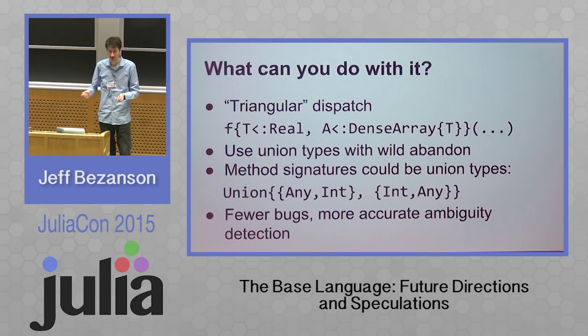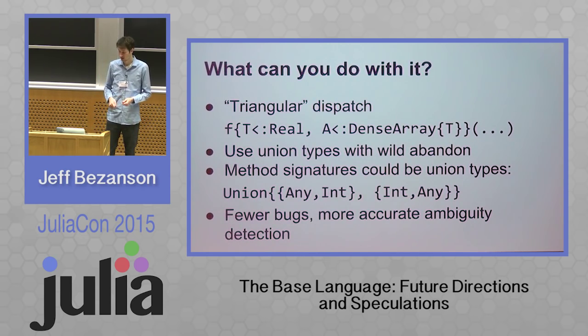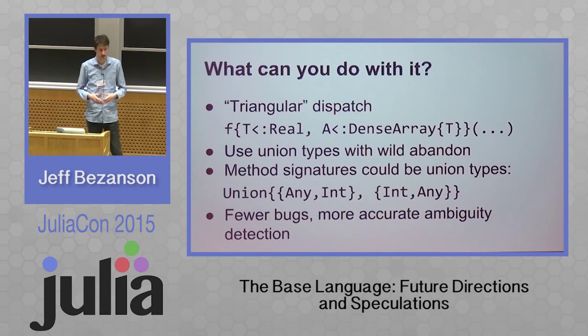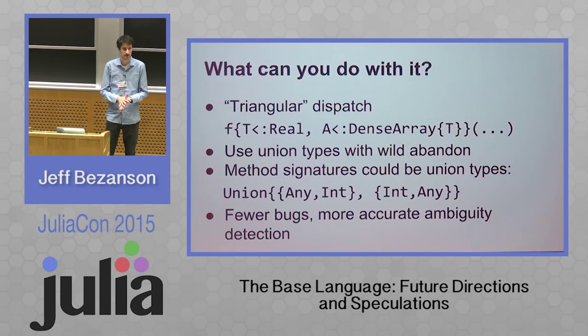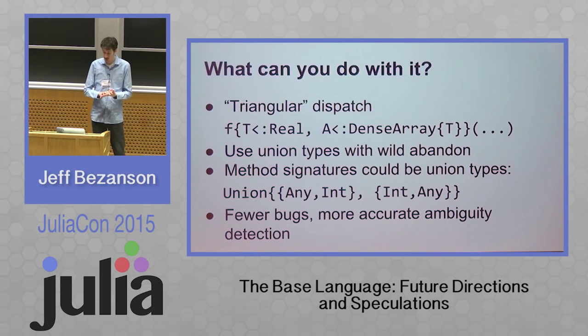But you could also do a triangular shape in the dispatch space, where t is some real type, and then A has to be some array that has that as an element type. So this gives you some nice flexibility. Especially in linear algebra, I think people really want this and find this very useful. You can also not be so afraid of union types. You can use them a lot more, because they'll work better.